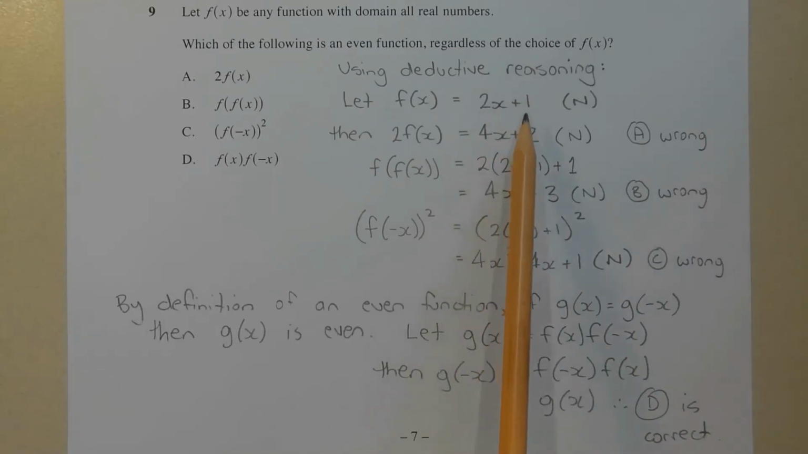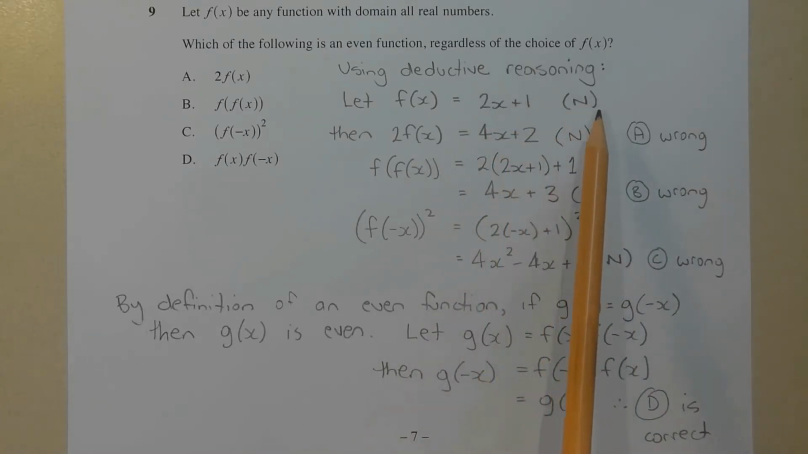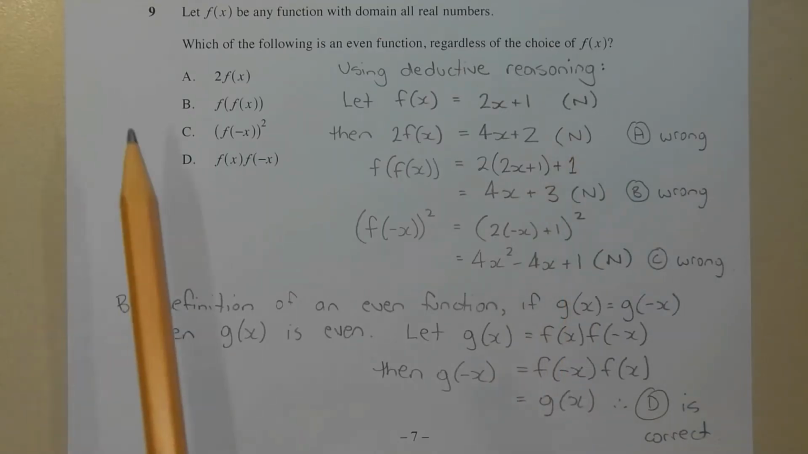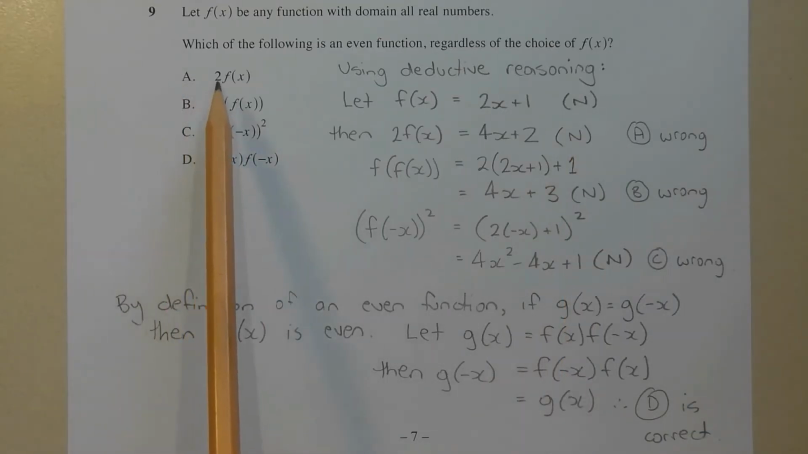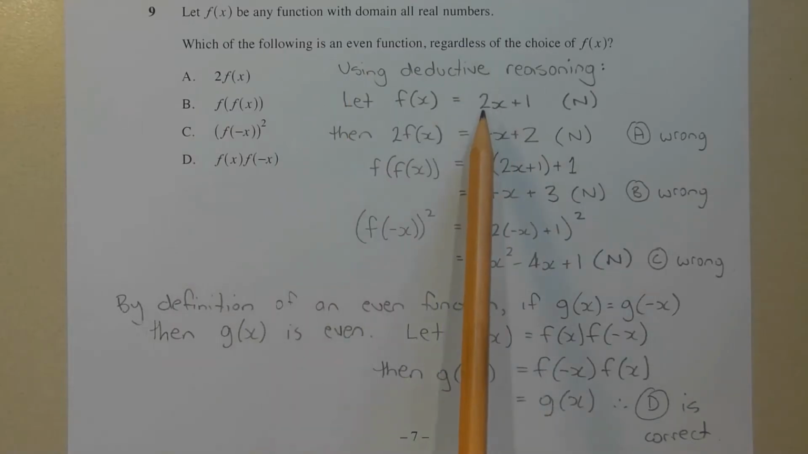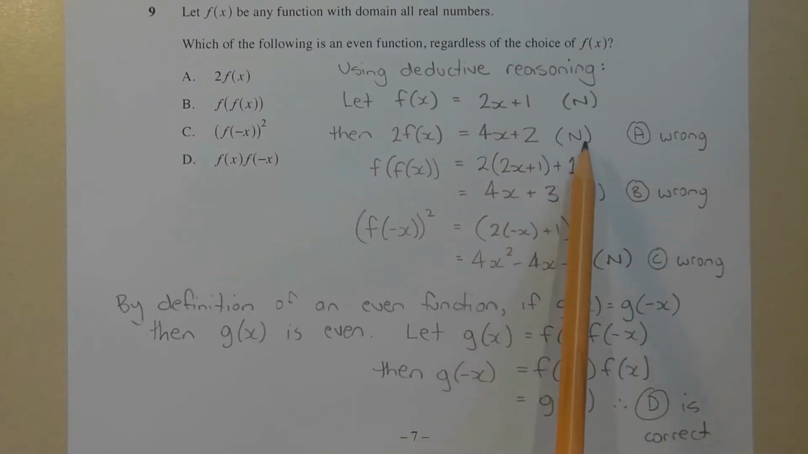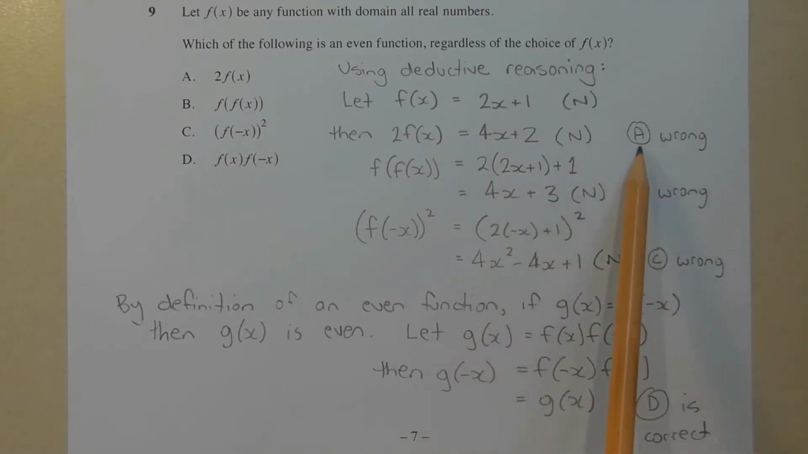Now 2x plus 1 is neither even nor odd, and that's indicated with the capital letter N. Let's consider option A, 2 times f of x. So 2 times 2x plus 1 in brackets is equal to 4x plus 2, and that's neither even nor odd, so option A is wrong.